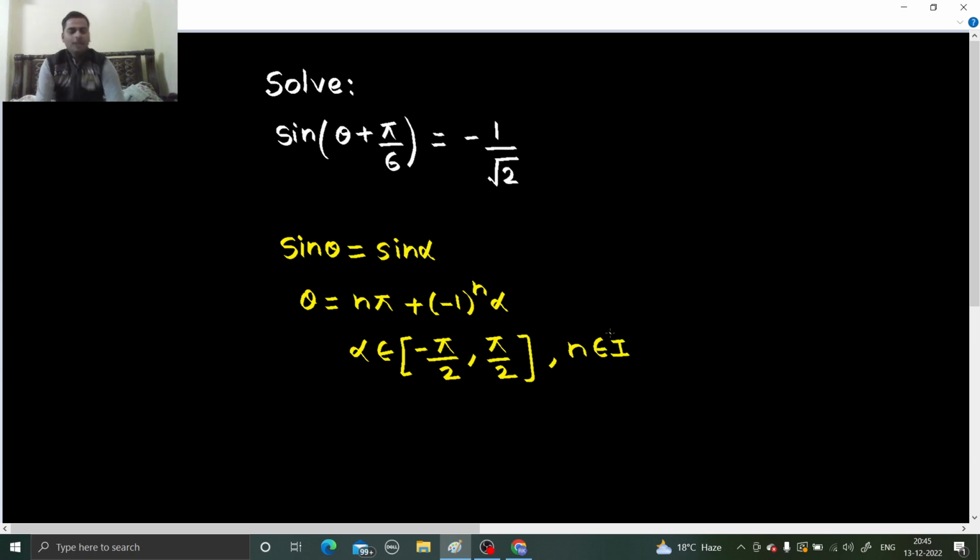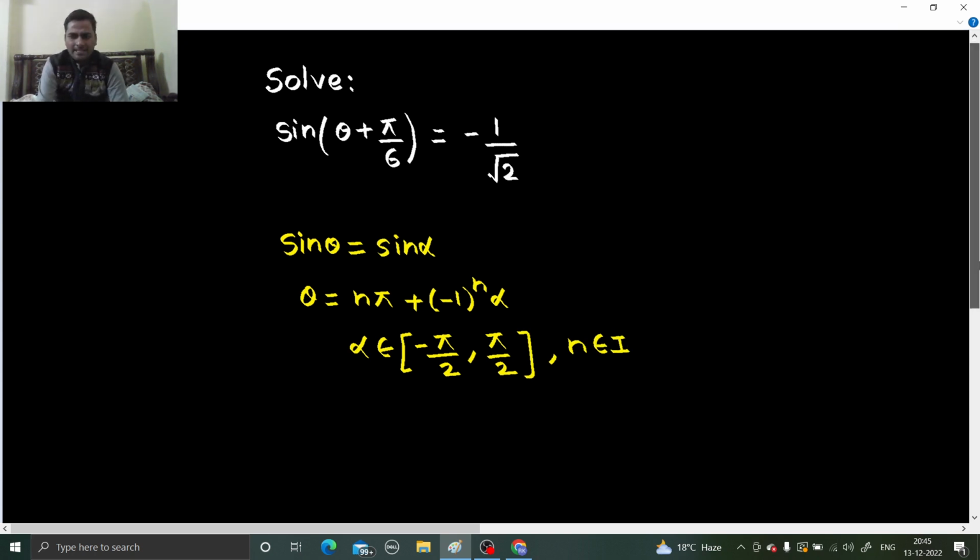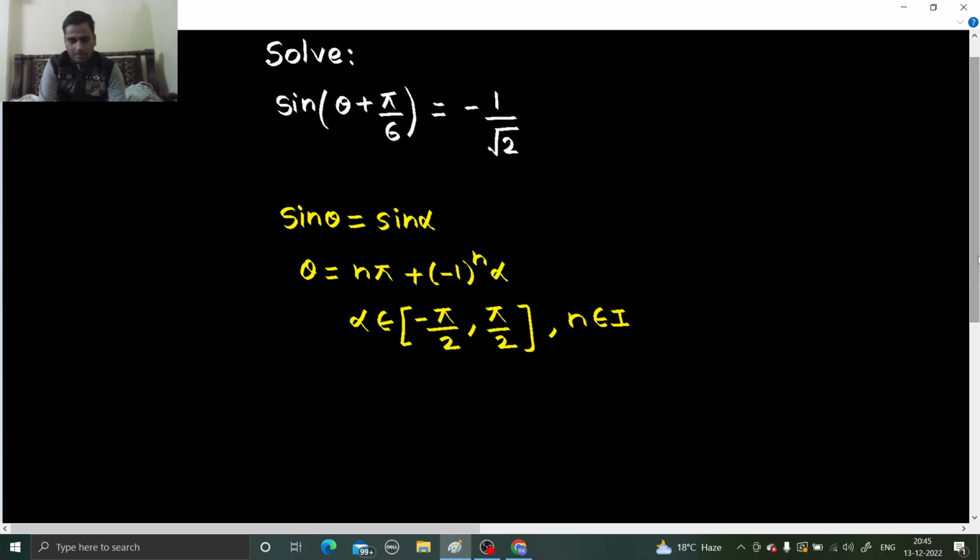Fine. So if you can remember this formula, then why not use this in this case? Look, if theta is an angle, theta plus pi by 6 is also an angle. So you can relate this as sine of, let's say, a equals the right hand side. But in the right hand side we also need to write in this form, sine of alpha. So when is sine negative?